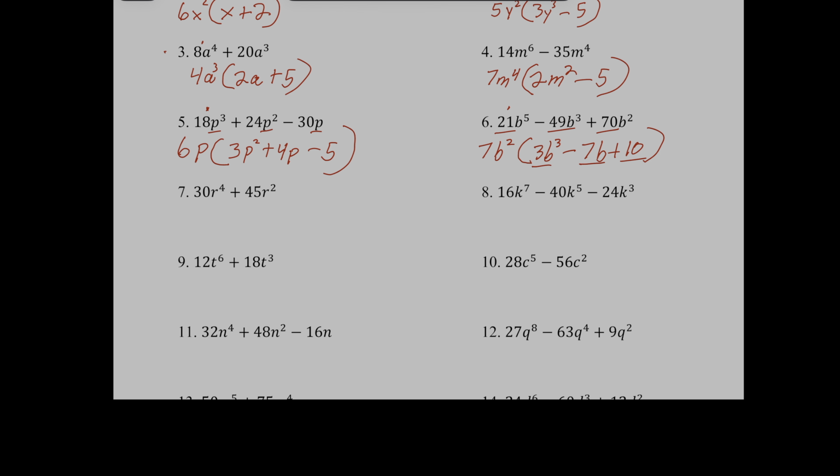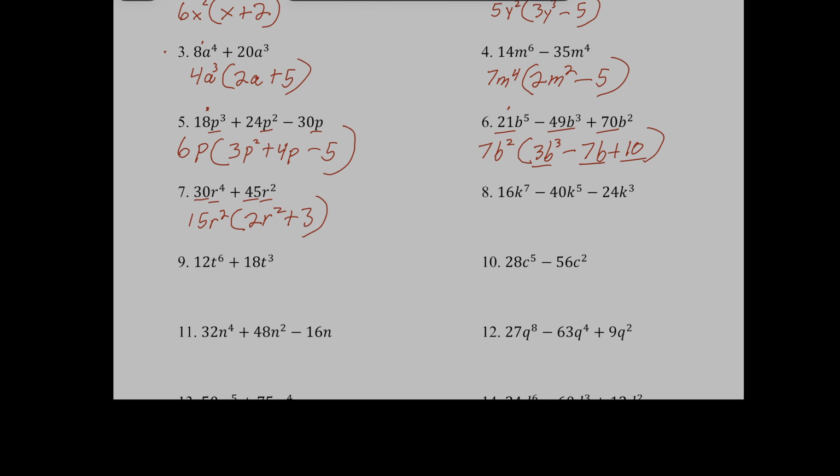All right, let's look at number 7. Look at the numbers first. Between 30 and 45, I'm going to pull out a 15. Okay, sorry, let me make that a little better. A 15, and now 4 R's, 2 R's, the most I can pull out is 2. What's left over? 30 divided by 15 is 2. R to the 4th divided by R squared is R squared. Plus sign, 45 divided by 15 is 3.